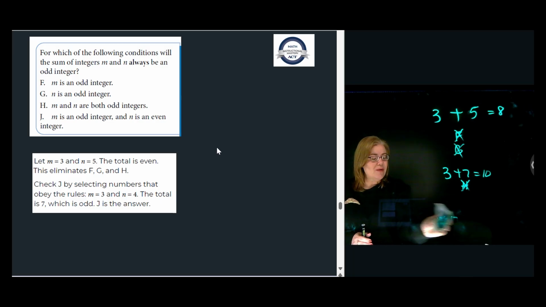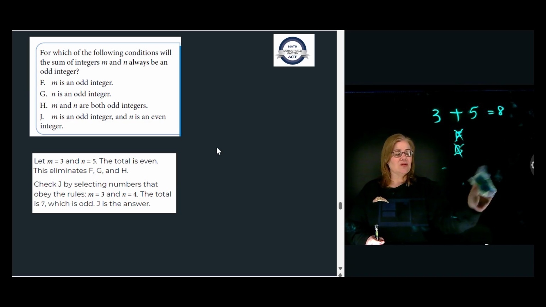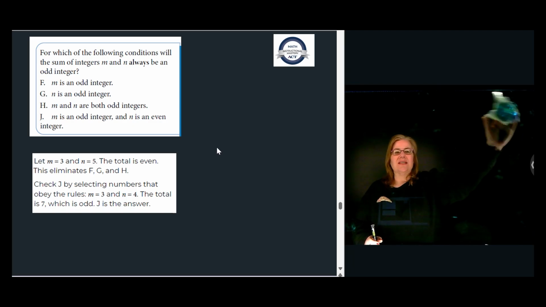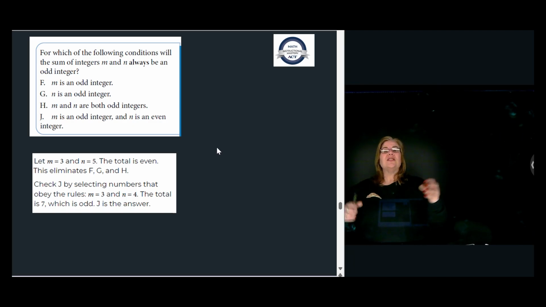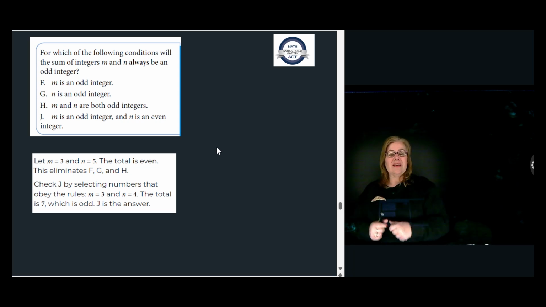If I did not remember those rules that we've learned, I can just use numbers. I can pick numbers to use. 3 was odd, 4 was even, 5 was odd, 6 was even, 9 was odd. So you want to pick numbers that are easy for you to do operations with that can still give you the conditions that you are looking for.